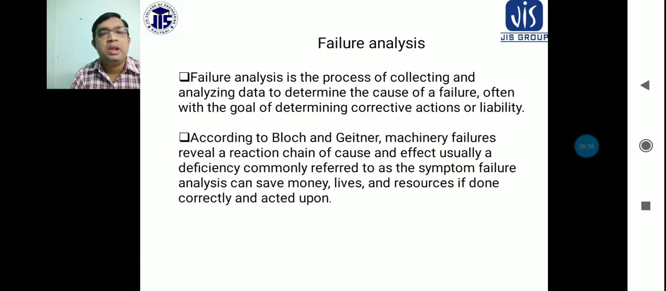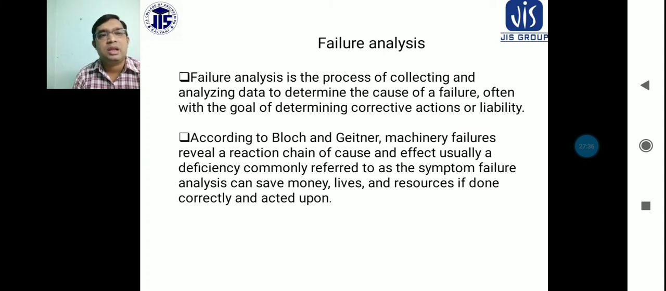And another thing is failure analysis. Failure analysis is the process of collecting and analyzing data to determine the causes of a failure, often with the goal of determining corrective actions or liabilities. According to Bloss and Gaither, machinery failures reveal a reaction chain of causes and effects, usually a deficiency commonly referred to as the symptom failures. Analysis can save money, lives, and resources if done correctly and acted upon.